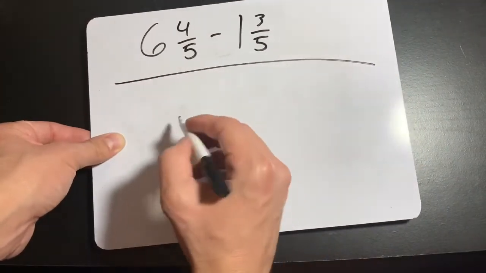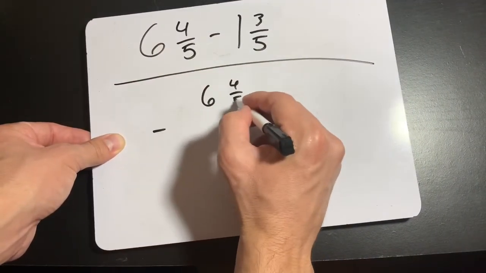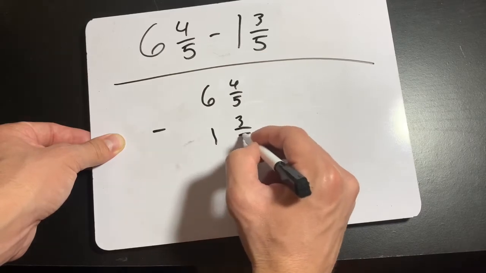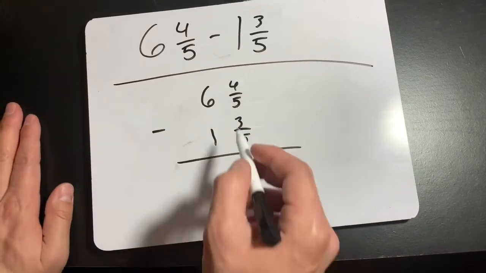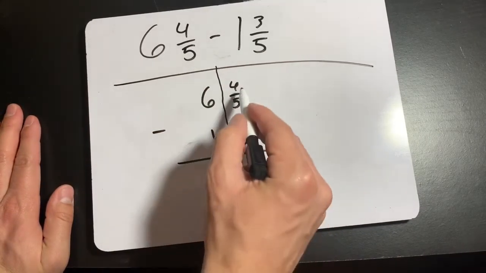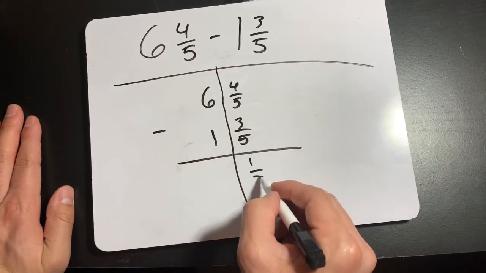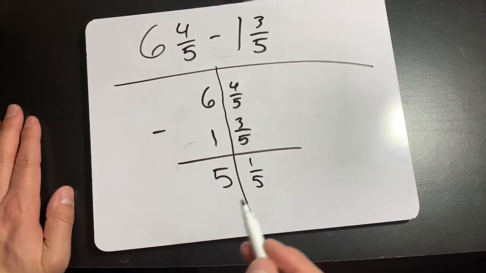Next, we're going to use a stacked method. So 6 4/5 minus 1 3/5. I can just subtract them straight up, because 4/5 minus 3/5 is 1/5, and 6 minus 1 is 5.